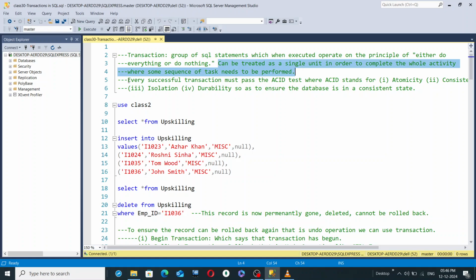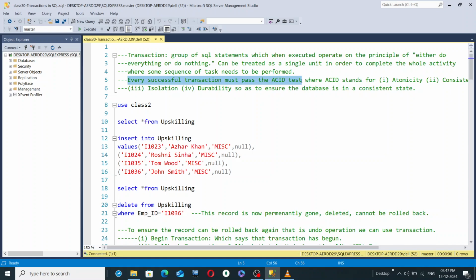Now, a very important question may arise in the interview, or even in your job, while handling transactions: how do you identify a successful transaction? Your answer must be that a successful transaction must pass the ACID test. That's what I've written in line number 5. Every successful transaction must pass the ACID test.